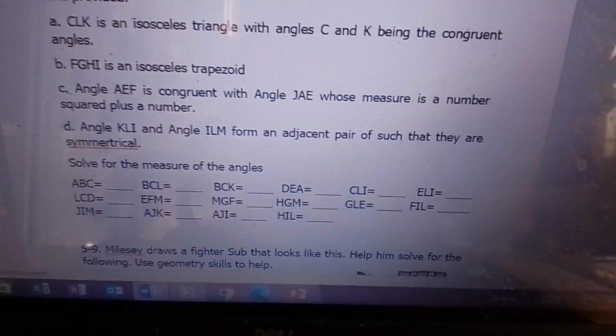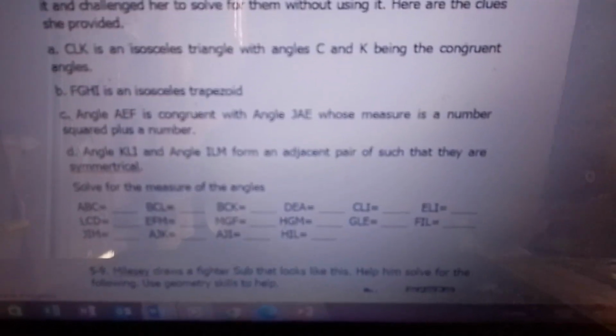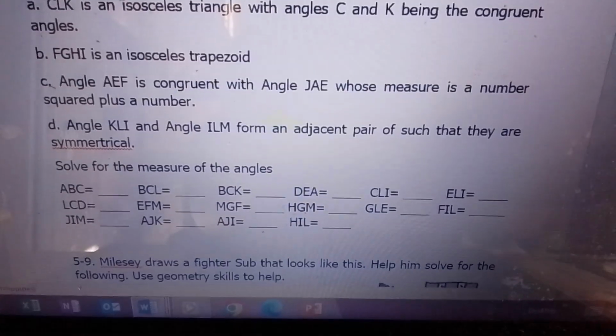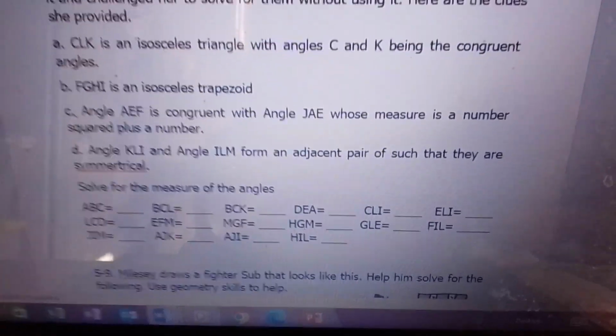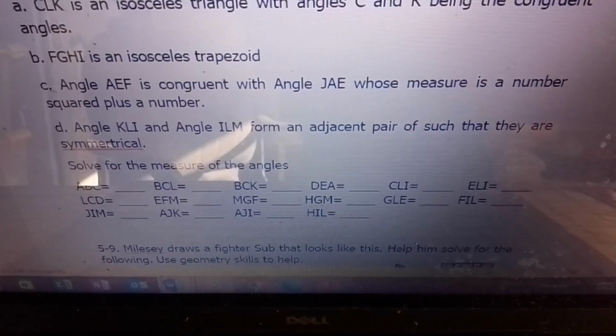Now, it's our job to solve for the measure of the following angles. Good luck if we can do it. See you in the next video. Basta I will show you how to solve for those angles in the next video. For now, I just want to show you how to draw the figure. Alright?